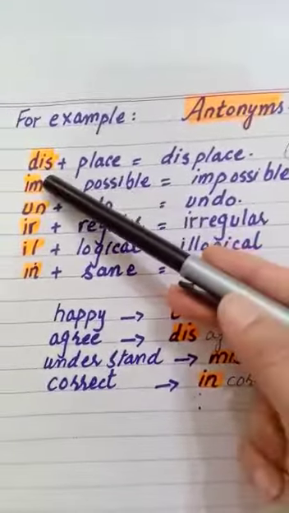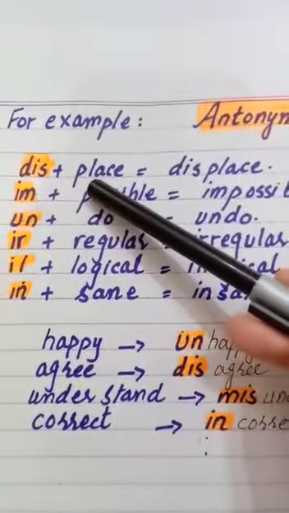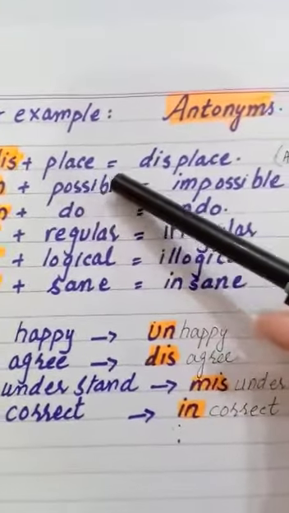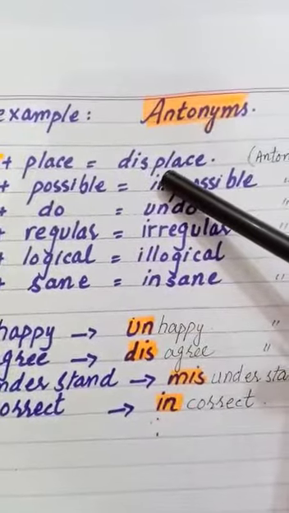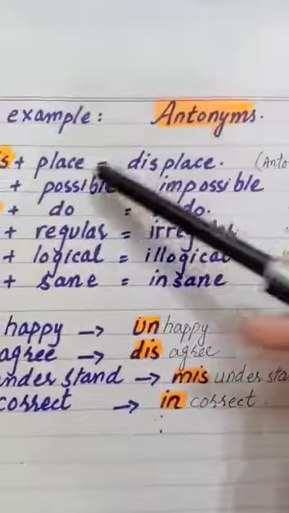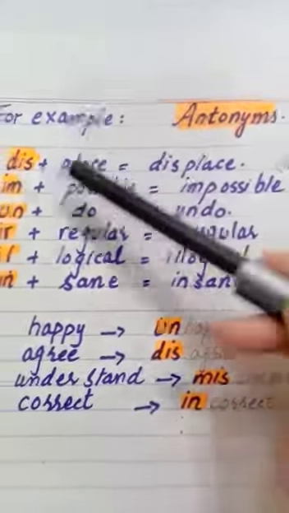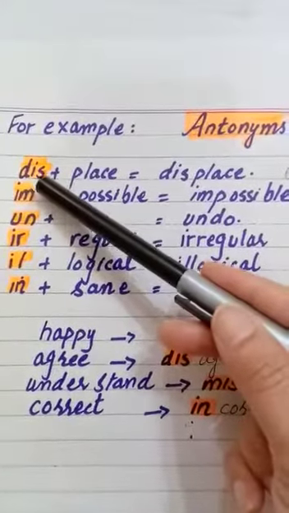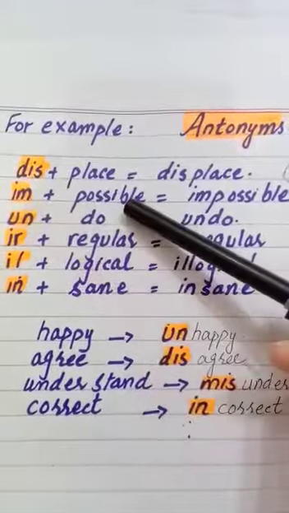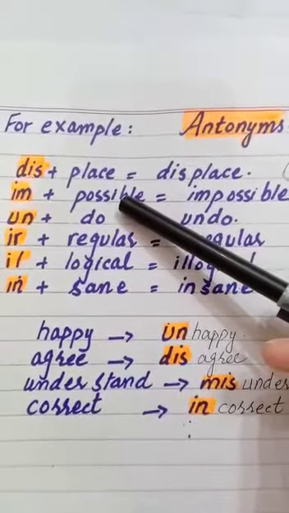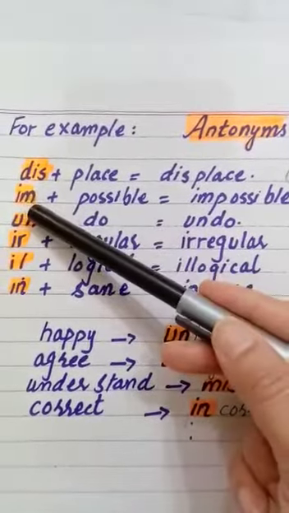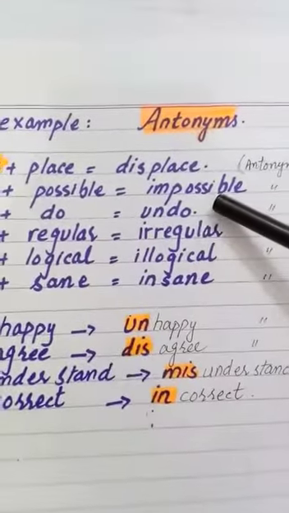Displace. Dis is a prefix, place is a word, and it became displace, which is the opposite of place. Place is a word, displace is the opposite, and dis is the prefix. Impossible. Possible is a word, and when we put the prefix im with that, it becomes impossible.